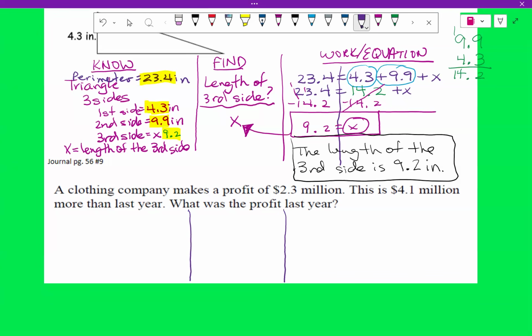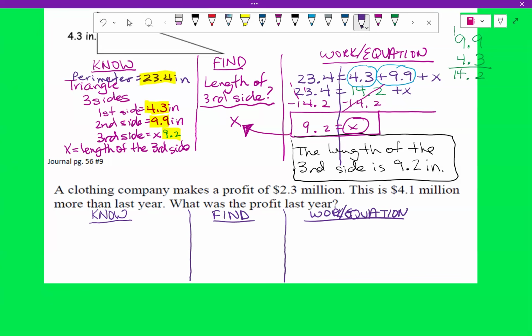What's the first box for? Information we know. What's the middle box for? Information we're going to find. What's the third box for? Our work or our equation. Our work and our equation. All right.